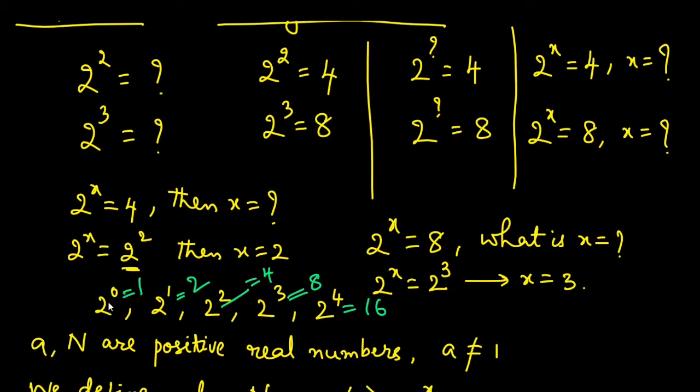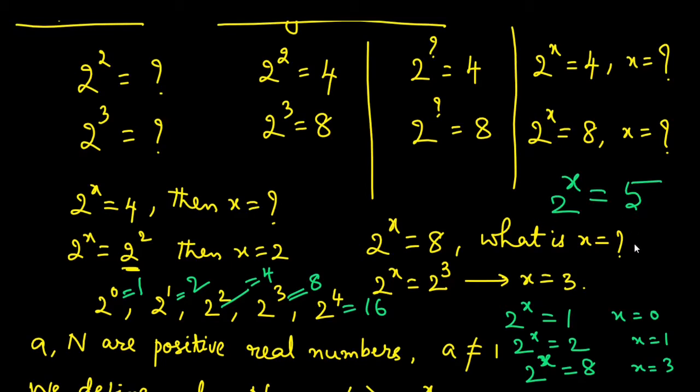To what value should 2 be raised? To what value should 2 be raised to get 1? x is equal to 0. To what value should 2 be raised to get 2? x is equal to 1. To what value should 2 be raised to get, say, 8? x is equal to 3. If we question like this, what is the value of x?